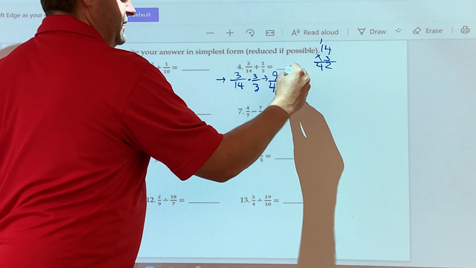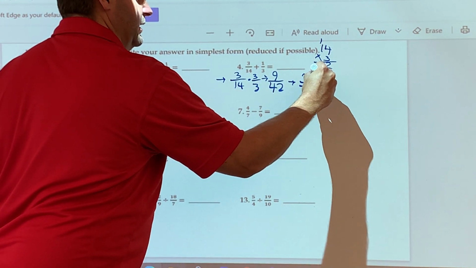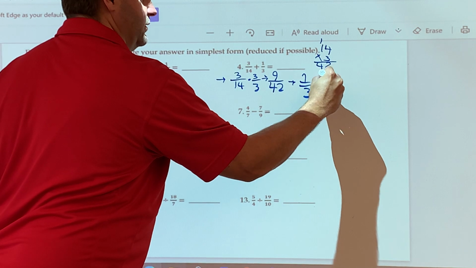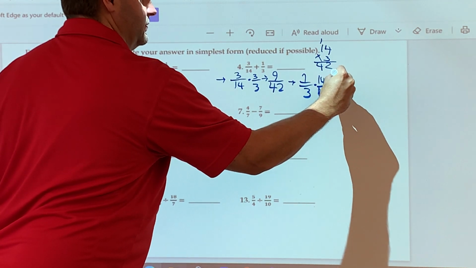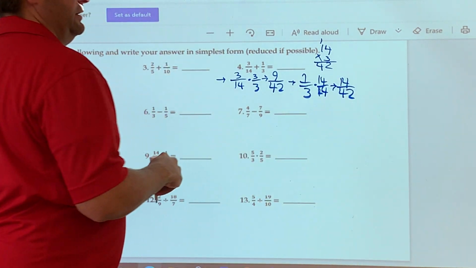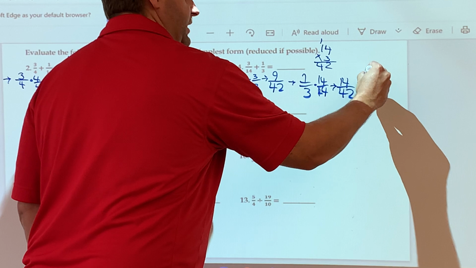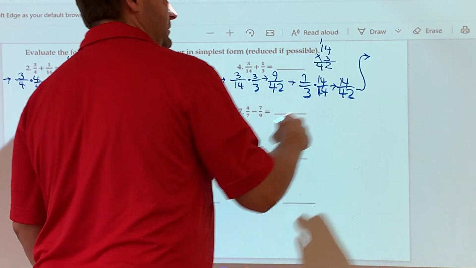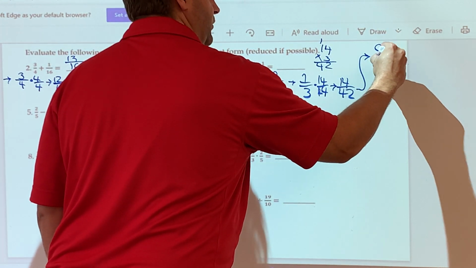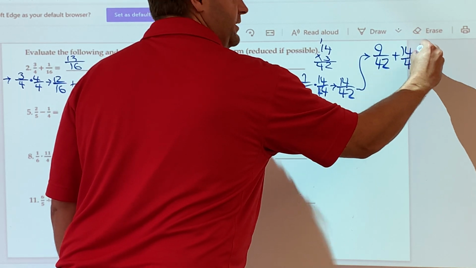Okay, and then my second step now is I've got to convert the 1/3. So I'm going to take 1 over 3 times 14 over 14. And then that's going to give me now 14 over 42. And then what that means then is that now we've got common denominators. So I'm going to go up here and I'm going to say 9 over 42 plus 14 over 42.